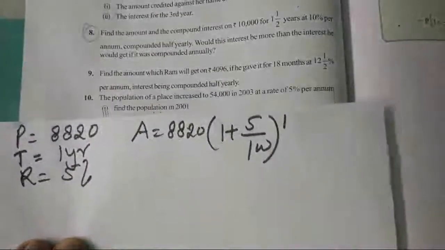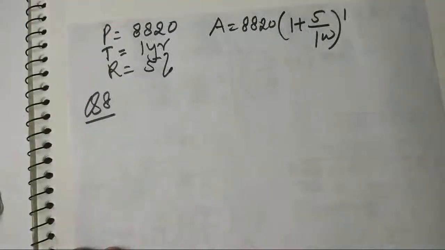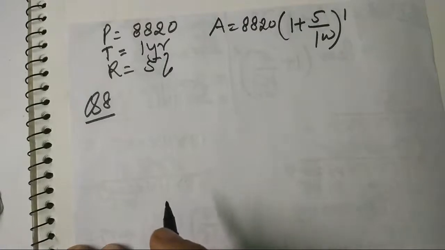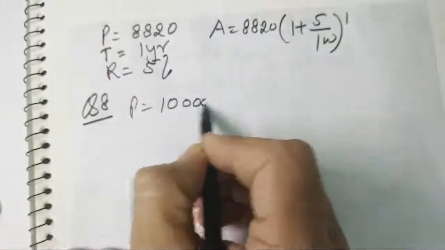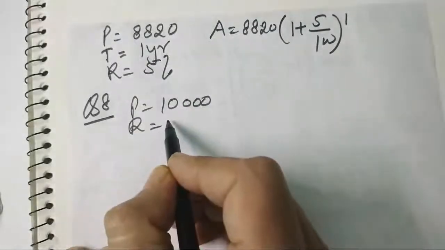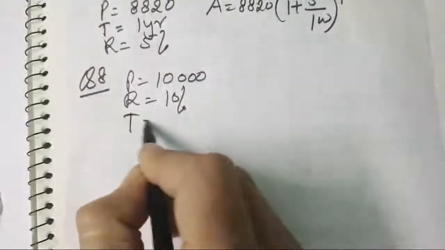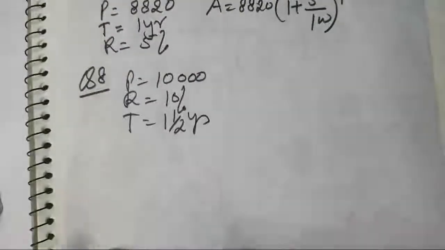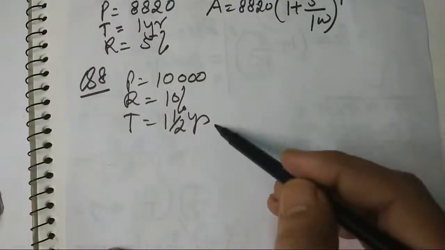If you calculate annually, then this is question number 8. Question number 8: find the amount and interest per annum, where the principal is 10,000, the rate is 10% and the time is 1.5 years. This is given. You have to calculate, will this interest be more if it is compounded?